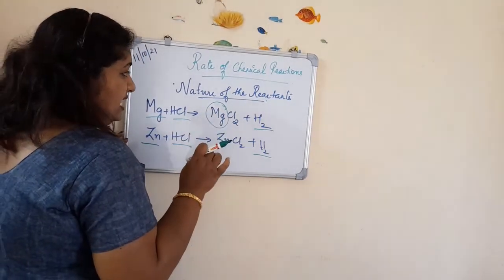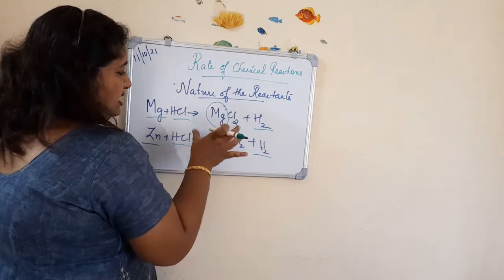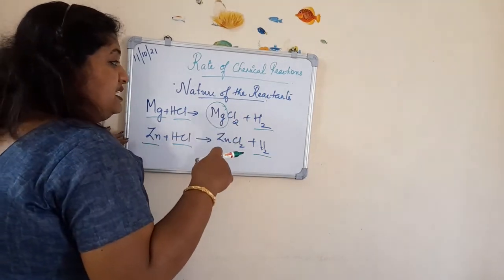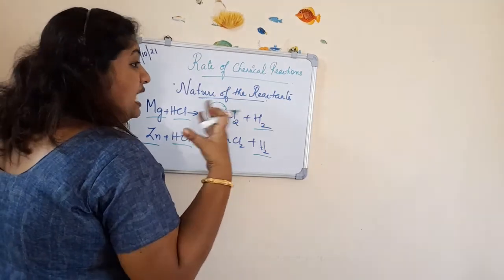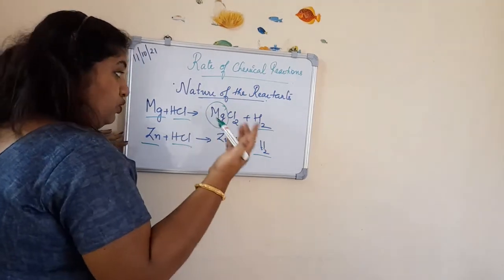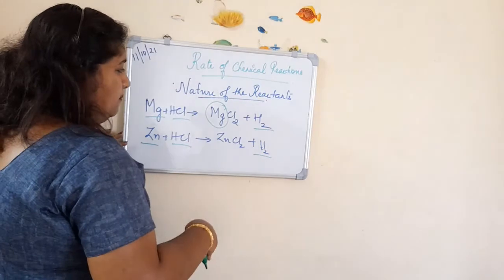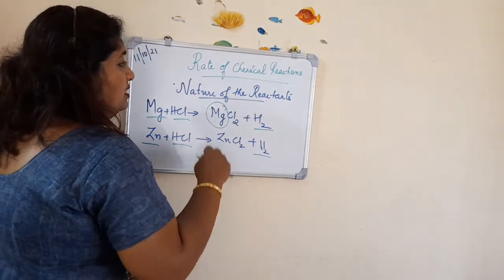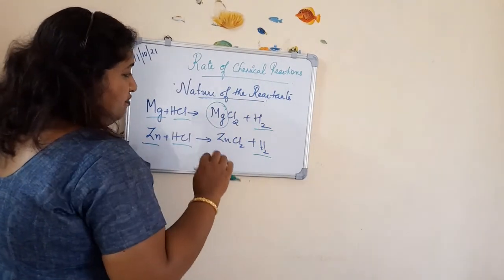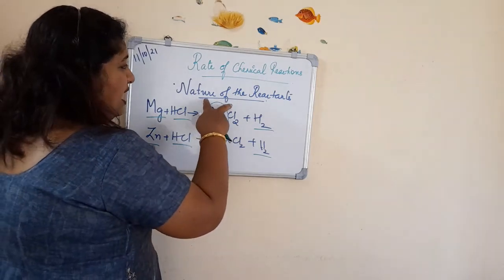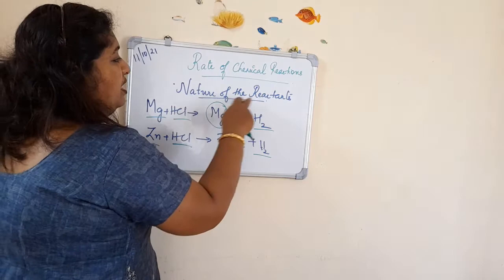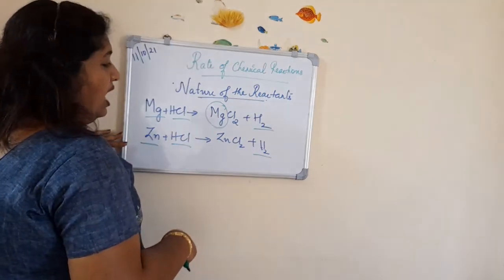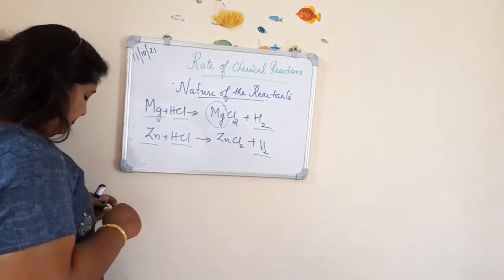So the nature of the reactant means how much reactivity the metal is showing. What is the chemical reactivity of the metal? Is it good or bad, more or less? According to that, the rate of reaction will be faster. So that is the first factor favoring the rate of reaction, the nature of the reactant. I hope it is clear for you.